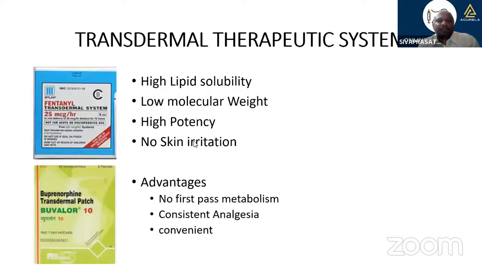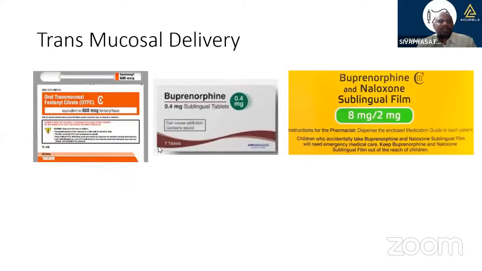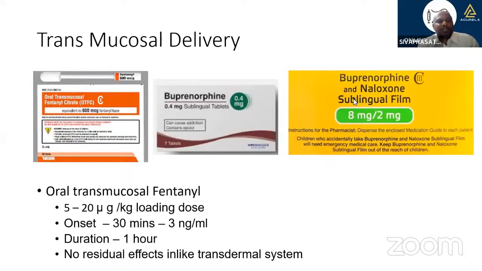Coming to the transdermal therapeutic system, we have all seen fentanyl patches and buprenorphine patches. The characteristics that make them usable in that area are high lipid solubility, low molecular weight, high potency, and no skin irritation. Only if compounds have these four properties can they be used. The advantages of these patches are no first pass metabolism, consistent analgesia in the postoperative period, and great convenience for the patient. Transmucosal delivery is available for three drugs: the fentanyl lollipop, the buprenorphine sublingual tablet, and Suboxone sublingual film. This is commonly used for opioid dependent patients.